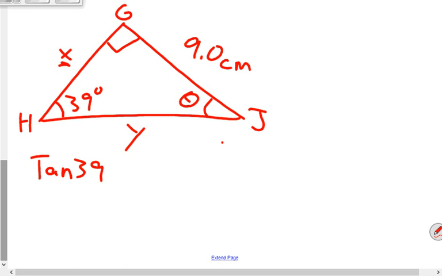Tan 39, toa: opposite over adjacent. Okay? So now x is on the bottom, so we're going to switch and divide. Good. Okay?